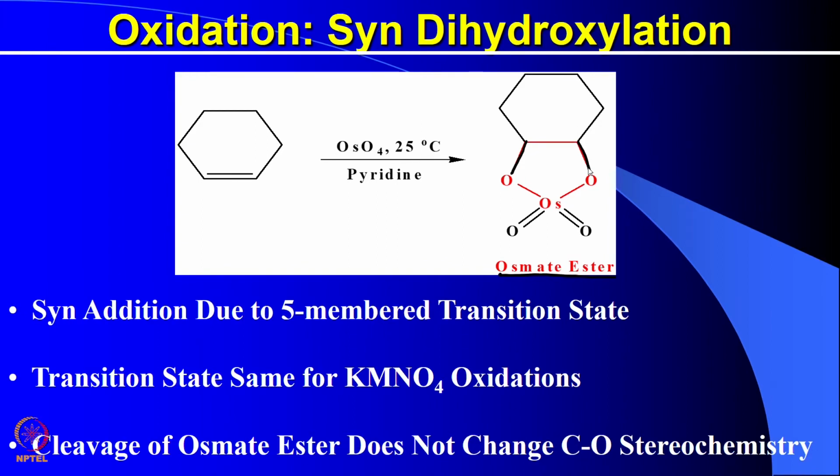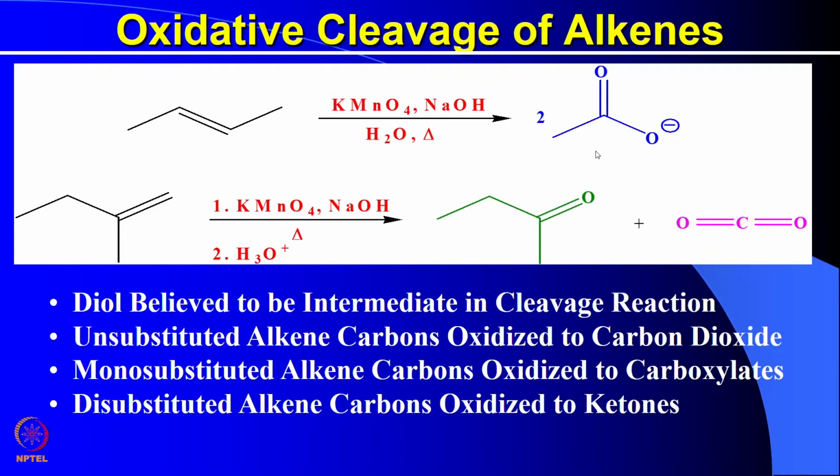And then this cleavage of the osmate ester does not change the stereochemistry of those two C–O bonds, and hence it gives you a syn diol or a cis diol. But when you want to cleave an alkene, we always use potassium permanganate in alkaline medium with water and we heat it. On heating, what happens is oxidation followed by cleavage of the bond. So it breaks the C=C double bond and makes the corresponding carboxylate anion.